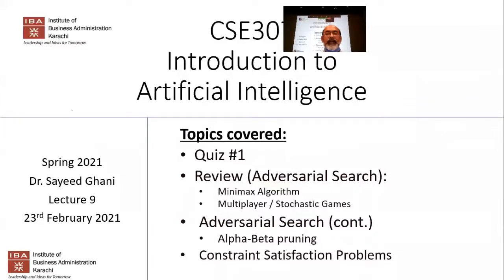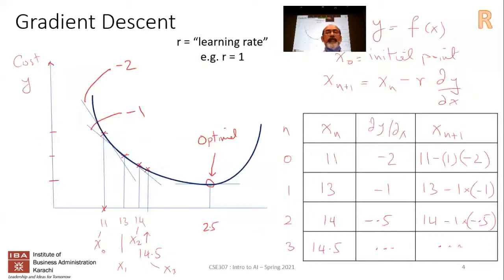So we'll be talking about alpha beta pruning, which is part of the adversarial search technique. In addition, we will start a new topic, which is constraint satisfaction problems. Okay, so let's take a quick look at what we discussed last time.